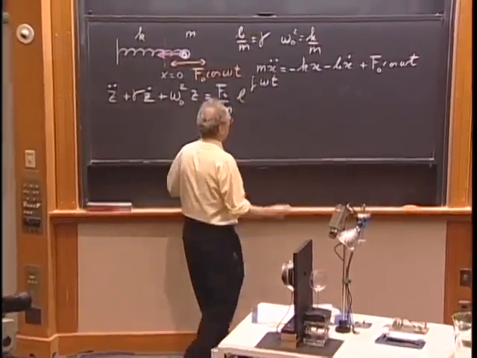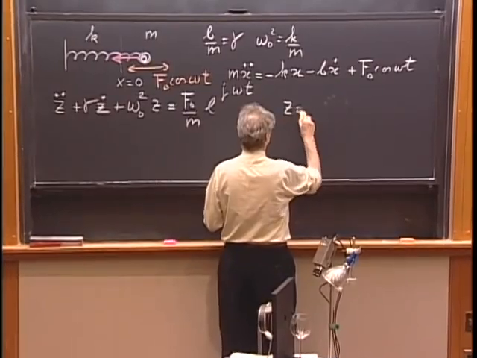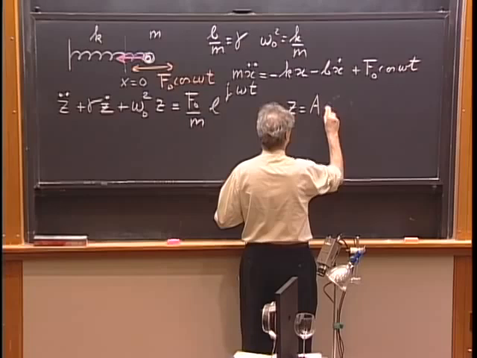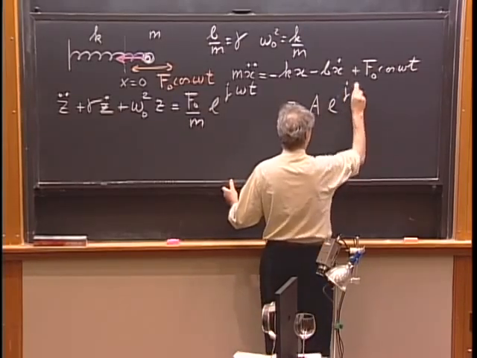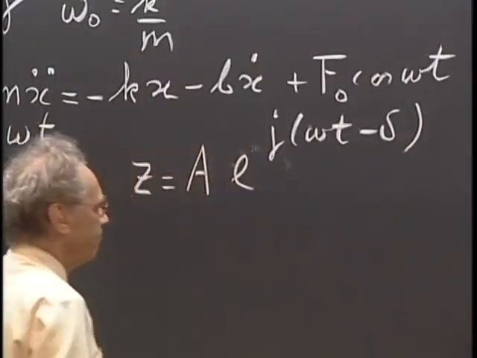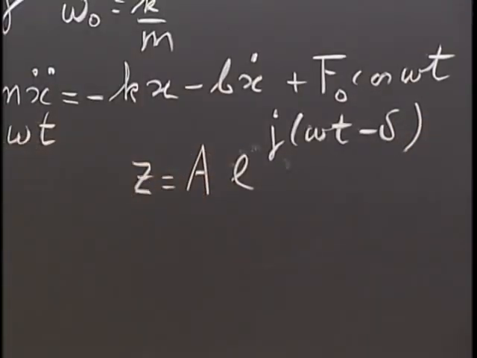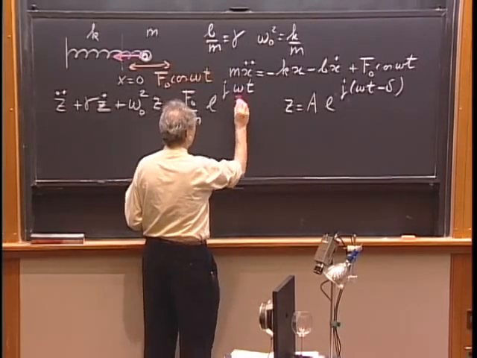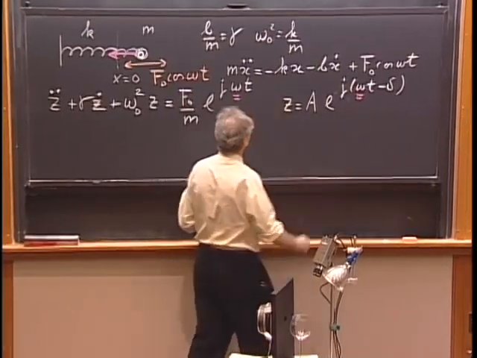My trial function for z, which is a complex notation, is some amplitude A times e to the power j (omega t minus delta). Now, crucial is that you understand why this omega and this omega are the same.